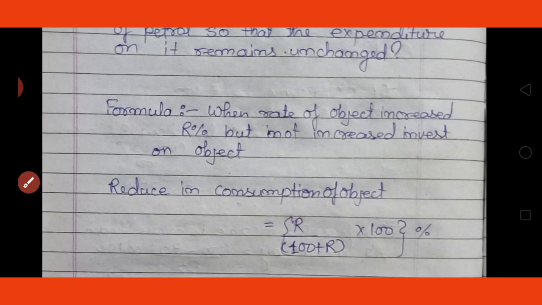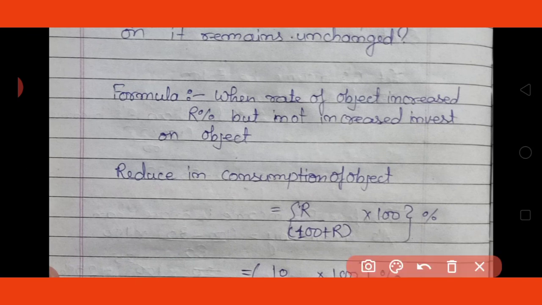So here a formula is given: when the rate of an object increases r% but the money invested on the object does not increase, means they only spend a particular fixed money, then how much do they have to reduce? So the formula is there: reduction in the consumption of the object. It is asking what we have to reduce in the consumption. So reduction in consumption of the object is equal to r percentage upon 100 plus r multiplied by 100%.